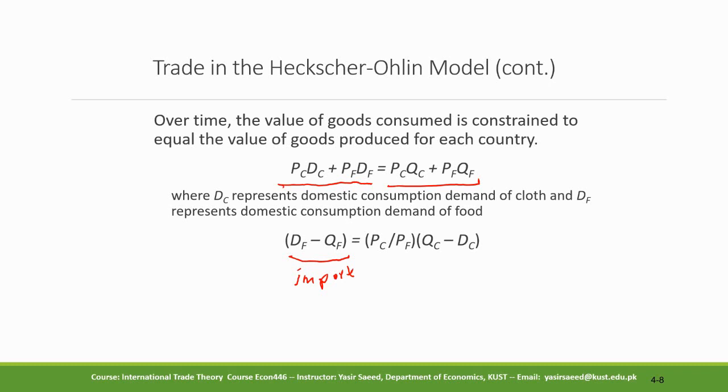And then QC minus DC. What does QC minus DC represent? QC is the quantity of cloth that we have produced, and DC is the demand for cloth. And if QC is greater than DC, then we are producing more than we are consuming. So what will happen? We will export the excess production.